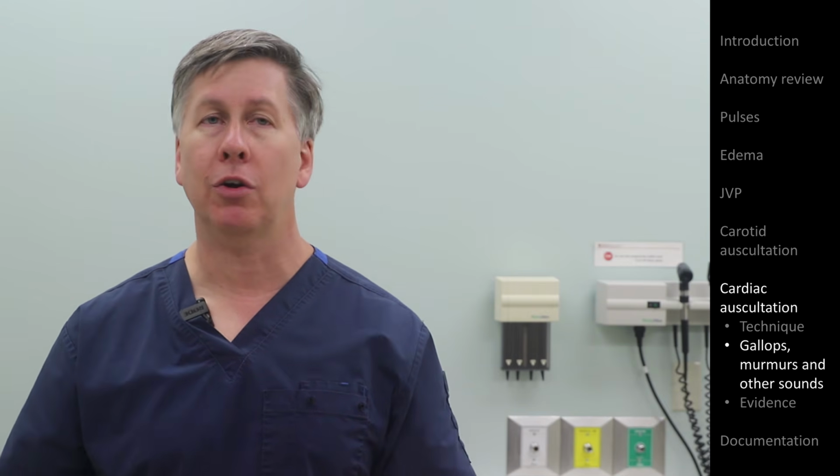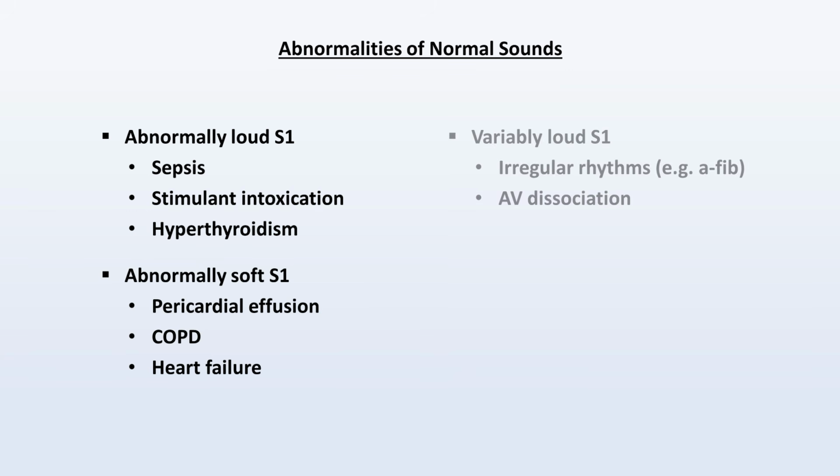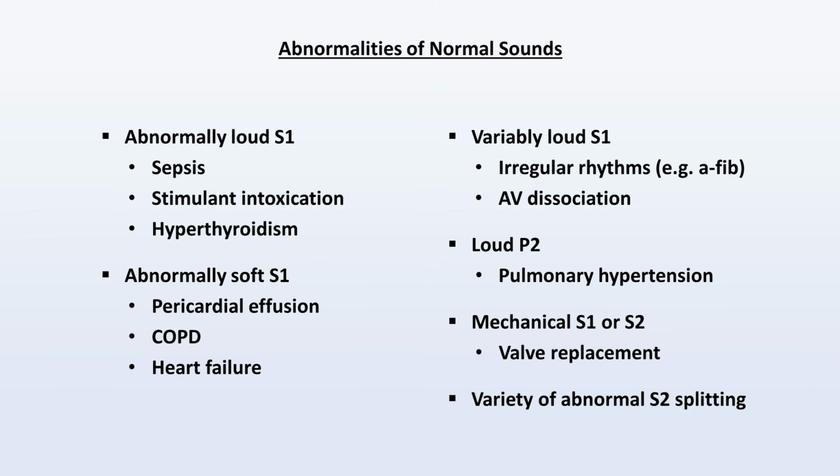Regarding possible abnormalities that can be heard, it is an incredibly complex topic that is a focus of an entirely separate video of its own, but here's a summary of how these abnormal sounds can be characterized. There can be abnormalities of normal sounds, such as an abnormally loud or soft S1, or a variably loud S1, a loud P2 suggesting pulmonary hypertension, mechanical sounding S1 or S2 caused by a mechanical valve replacement, or a variety of abnormal S2 splitting.